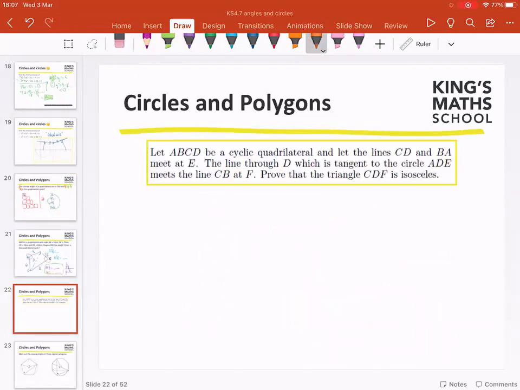I'll leave that for you. That's a little question to amuse you. You can tell by the font, it's quite an old question. It's quite a retro question, but it's just like quadrilaterals. I guess the important thing is it's a tangent to the circle.